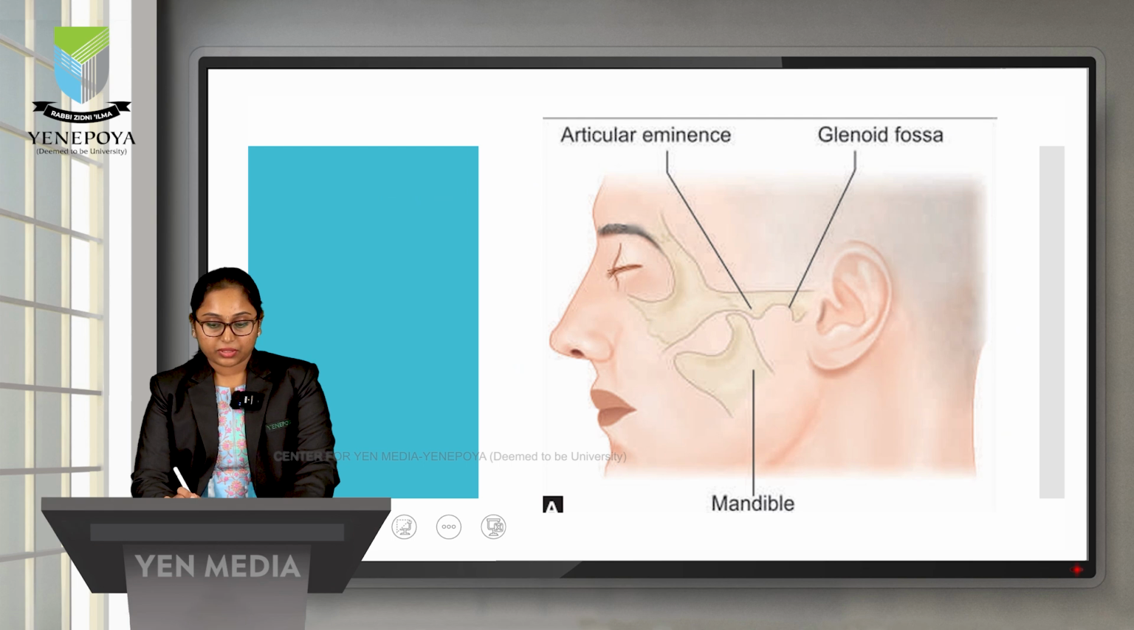As you can see in the picture, in dislocation or subluxation the condyle moves out of the glenoid fossa and slides anteriorly, anterosuperior to the articular eminence, and stays in front of the articular eminence. This is dislocation. When the patient is able to reduce it, it is called subluxation. If the patient is not able to reduce it, it is called dislocation.